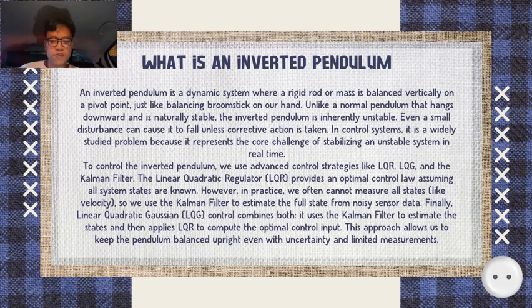To solve this, we use advanced strategies. Our presentation focuses on the linear quadratic regulator, or LQR, which calculates an optimal control law. In more advanced setups, you might also see LQG control, which combines LQR with a Kalman filter to handle situations where sensor data is noisy and not all system states can be measured directly.